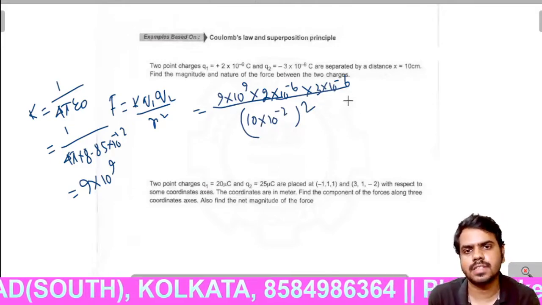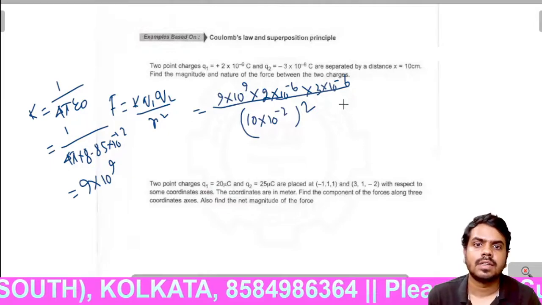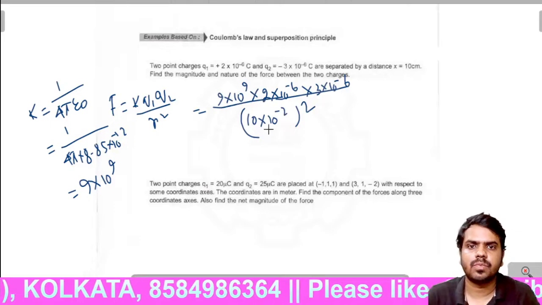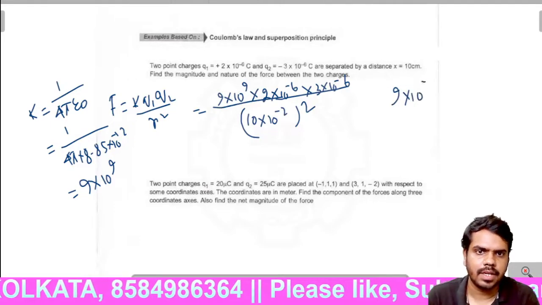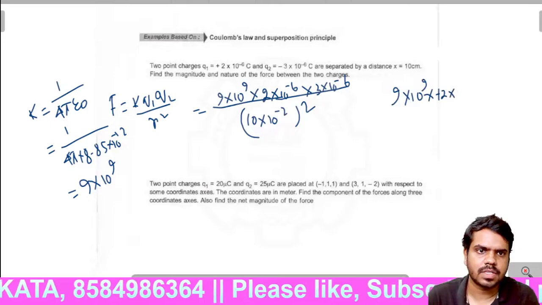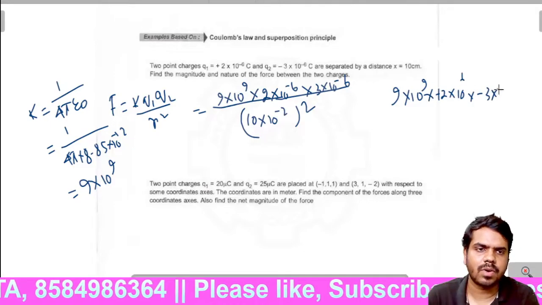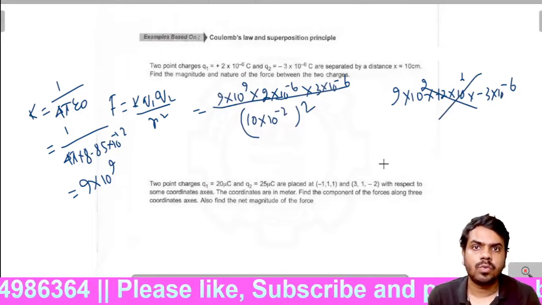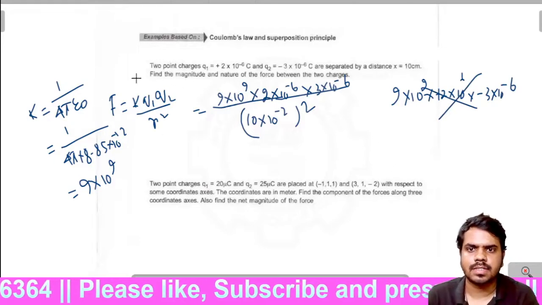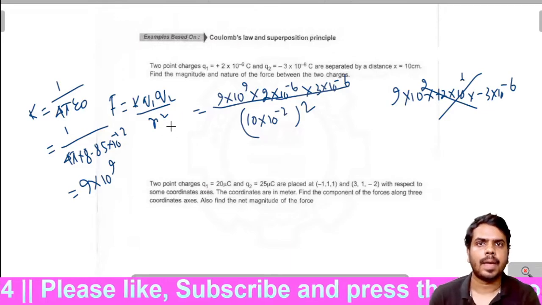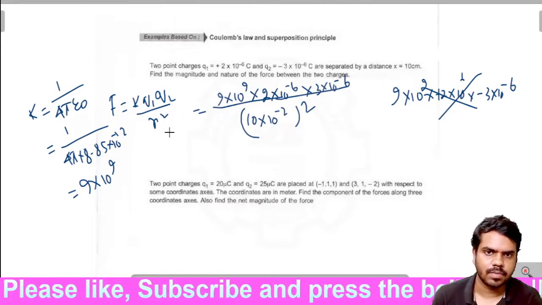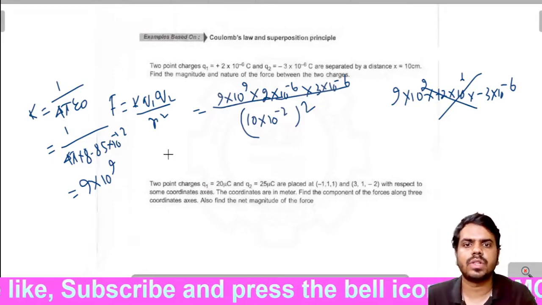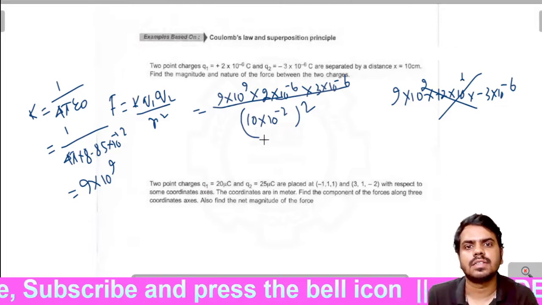The error prone area is this. Some students put the sign of the charges. They put it just like this, 9 into 10 to the power 9 into plus 2 into 10 to the power minus 6 into minus 3 into 10 to the power minus 6. This is wrong, because in Coulomb's law we are applying this as the scalar form. So you have to apply the magnitude of charge only. We will find the direction of the force separately. So you have to put the value of charges without their sign.